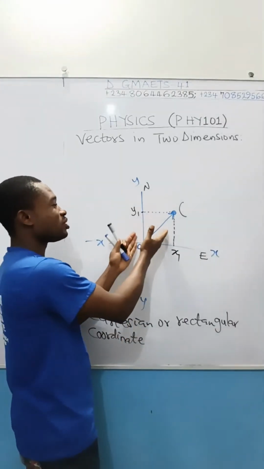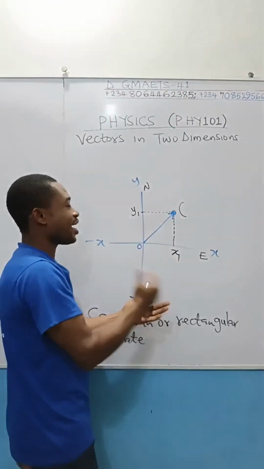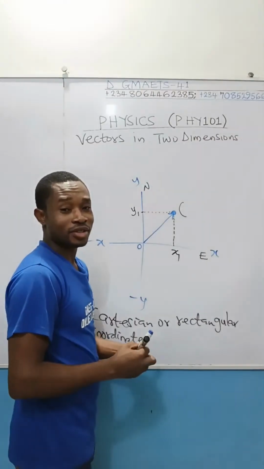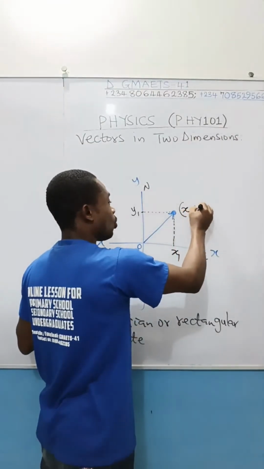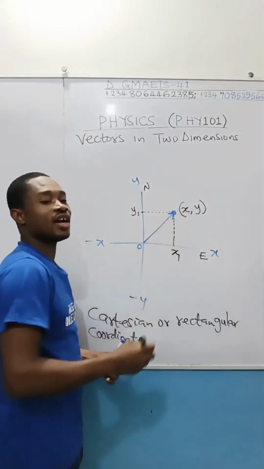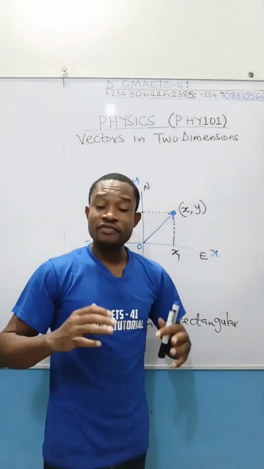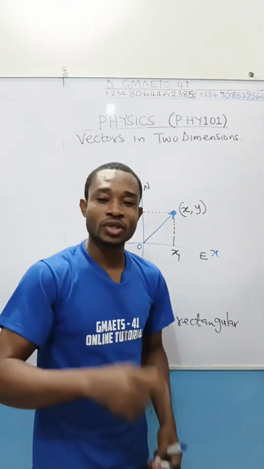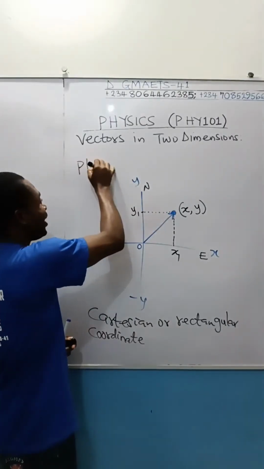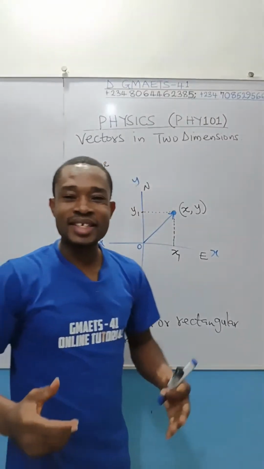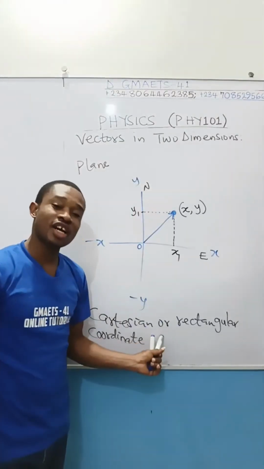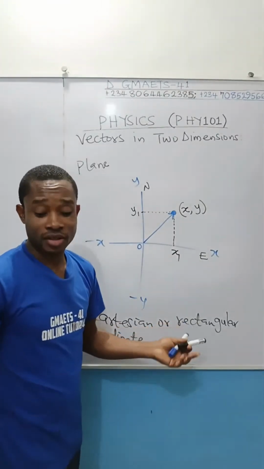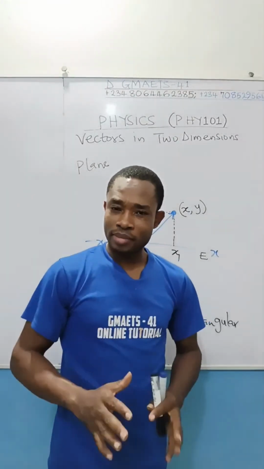Because this vector is between x and y. It is not purely x and it is not purely y. We say that the vector is in 2 dimensions. You can use the x and y coordinates to locate that vector. So whenever a vector is in 2 dimensions, that vector is said to be in a plane. Vector in a plane is represented on the Cartesian plane using Cartesian coordinates. The Cartesian coordinate is also called the rectangular coordinate or rectangular plane. I hope I'm communicating right.